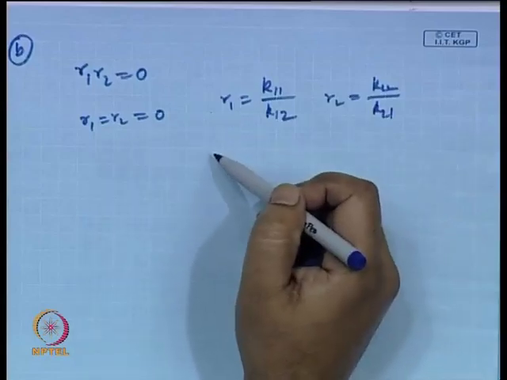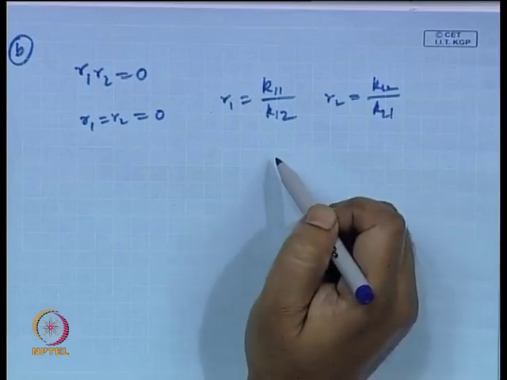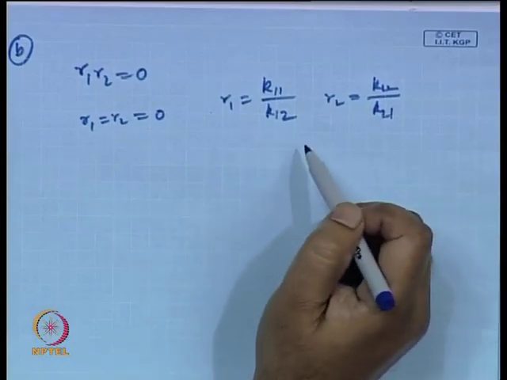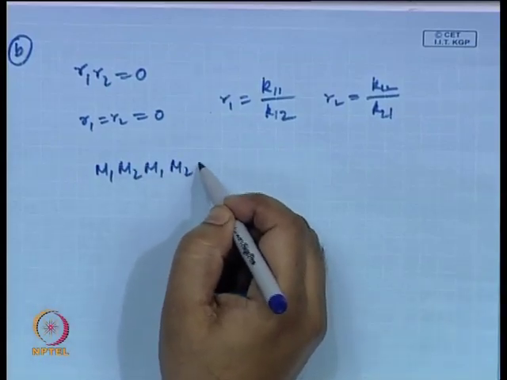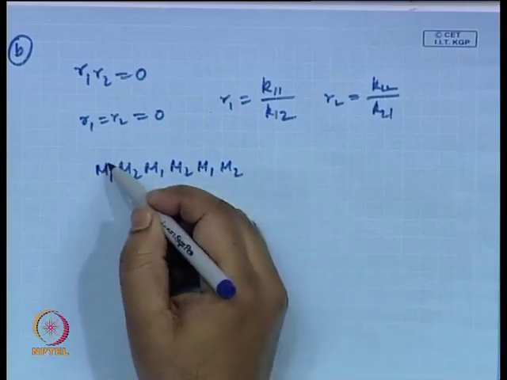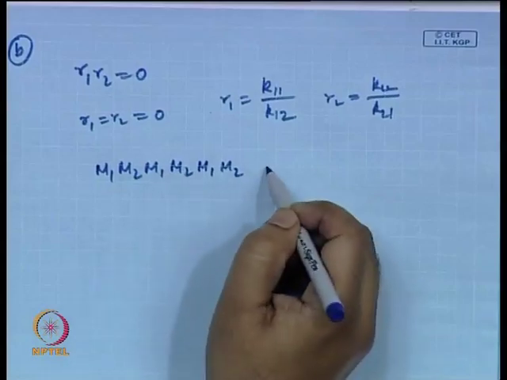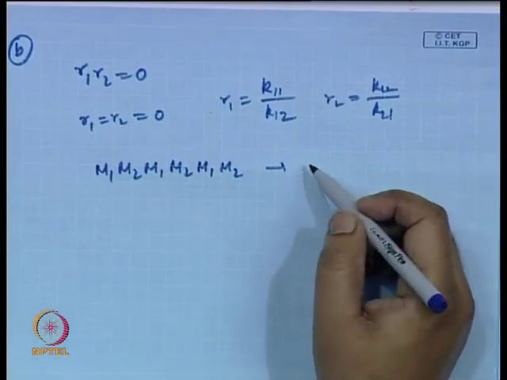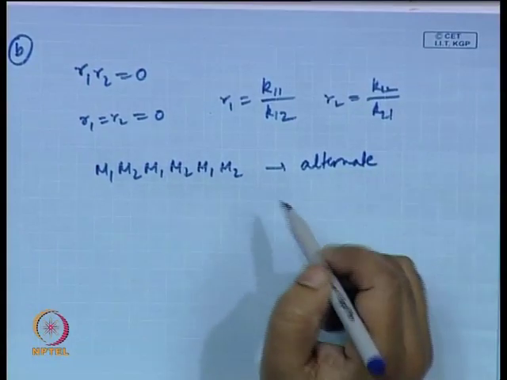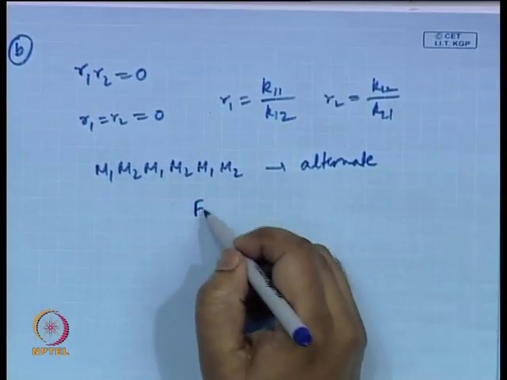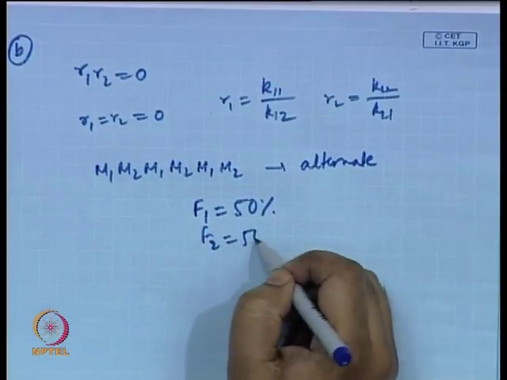So, M1 star will only react with M2 and M2 star will only react with M1, only the cross propagation happens, which means you have a copolymer of this type. M1 star will only react with M2 and M2 star will only react with M1 and so on. So, you have a perfectly alternate copolymer, just an alternate arrangement of the monomers, and F1 and F2 both will be 50% in this case.